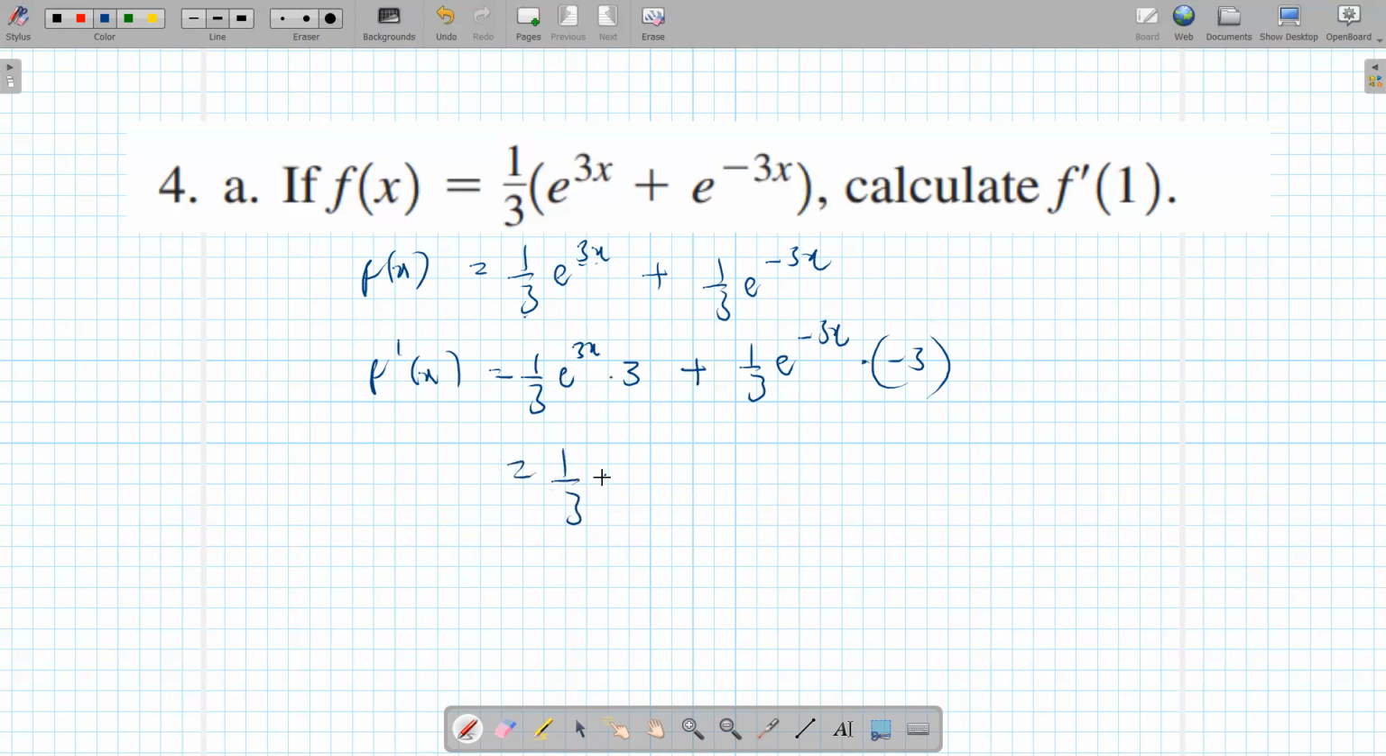So 1 over 3, e to the 3 times 1 is e cubed times 3. This 3 and this 3 cancel out. Plus 1 over 3, e to the -3 times 1 is -3 times -3. This and this cancel out. Get e cubed minus e to the -3. Is that 0?